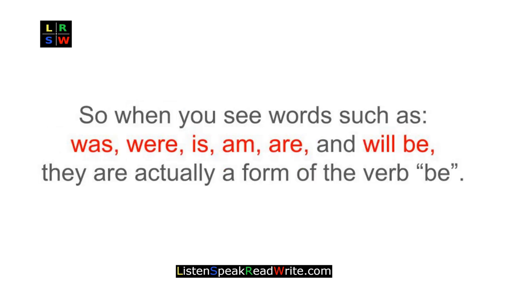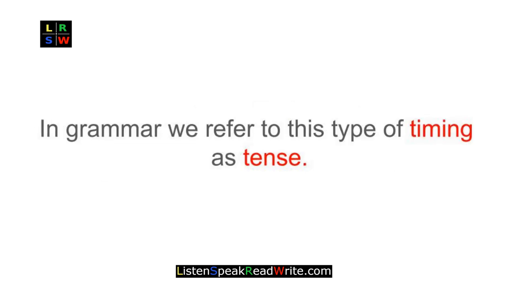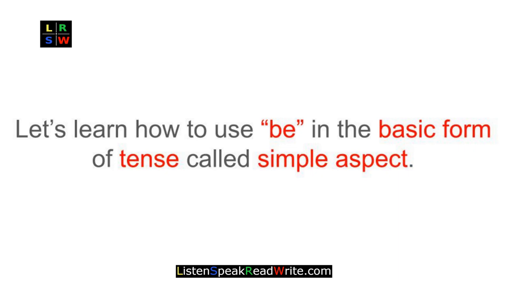So when you see words such as was, were, is, am, are, and will be, they are actually a form of the verb be. These forms indicate timing as it relates to the current moment in terms of the past, present, and future. In grammar, we refer to this type of timing as tense. Let's learn how to use be in the basic form of tense called simple aspect.